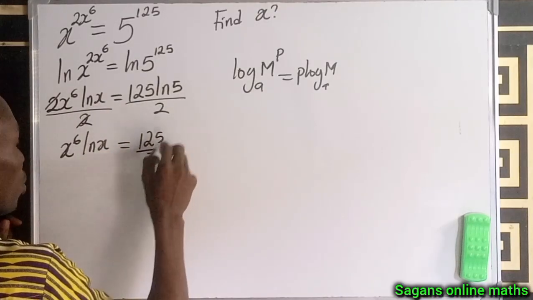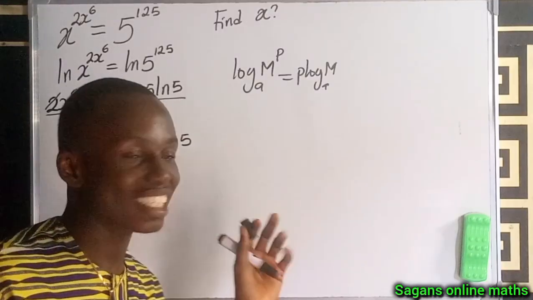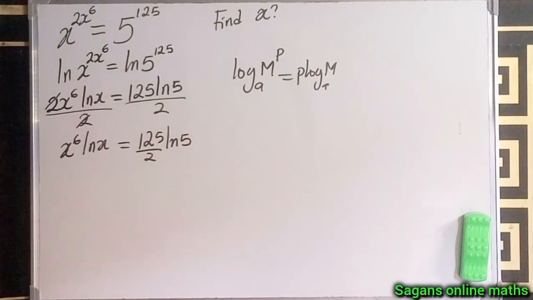125 divided by 2, then ln 5. Wow, this is bad news, right? At this point, what are we going to do?